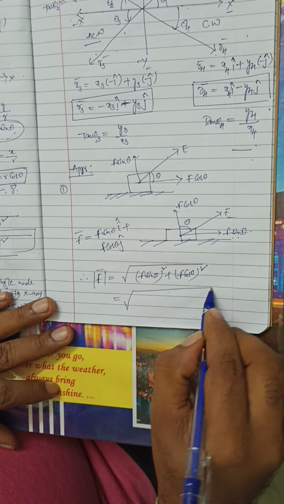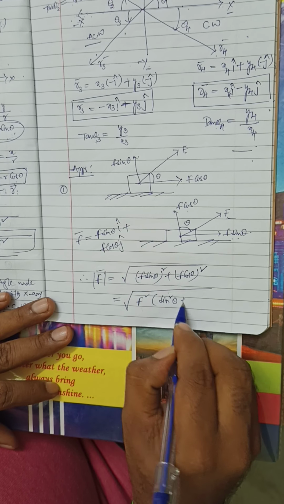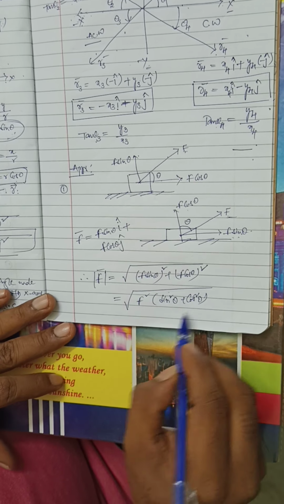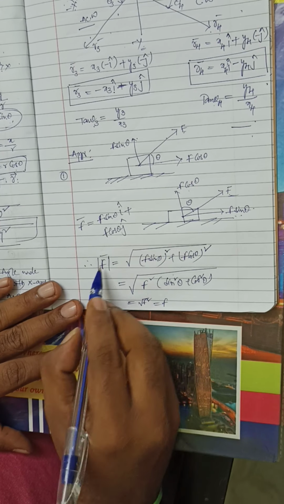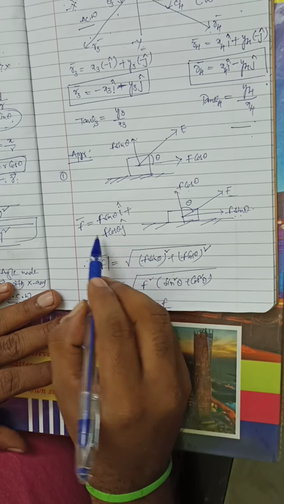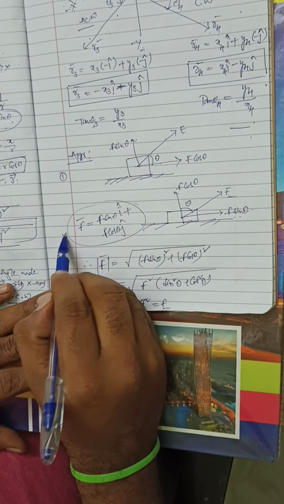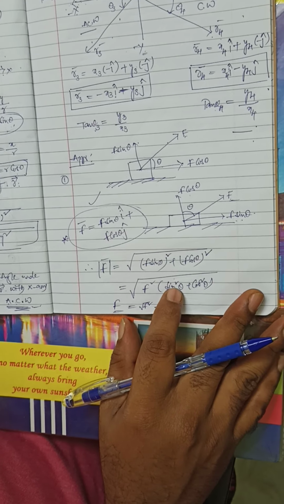This will be equal to under root of F square into sin square theta plus cos square theta. This will be equal to 1. So that is equal to root of F square, that is equal to F. Modulus of F means F. Therefore LHS is equal to RHS. So that's why if you write like this, then it is also absolutely right. Okay? Right. These things you have to remember.